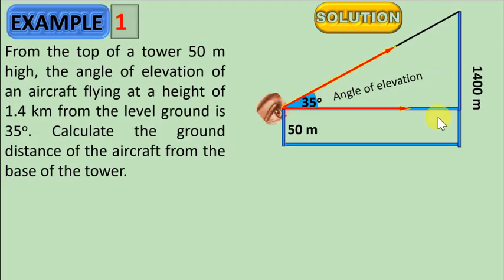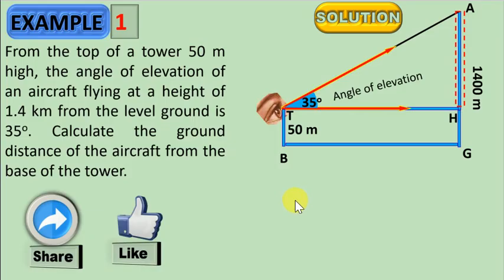Now, the height of the tower from the ground is 50 meters, and the height of the aircraft from the ground is 1,400 meters. We need to find the height of the aircraft from the top of the tower. That's the one that is highlighted now. We need to find that. To find that, you should know that this distance shown here should be 1,400 meters minus 50. So now, using this labeling, we can begin to solve the problem.